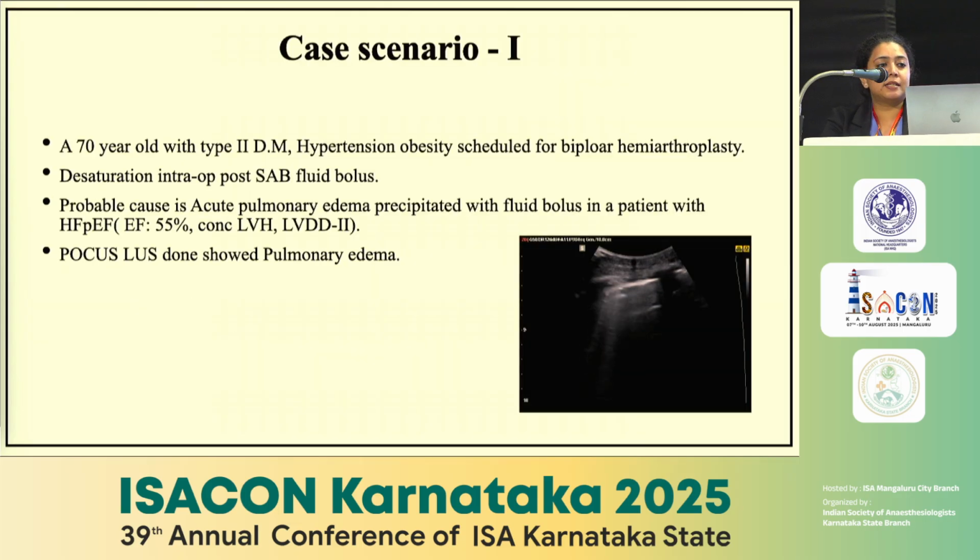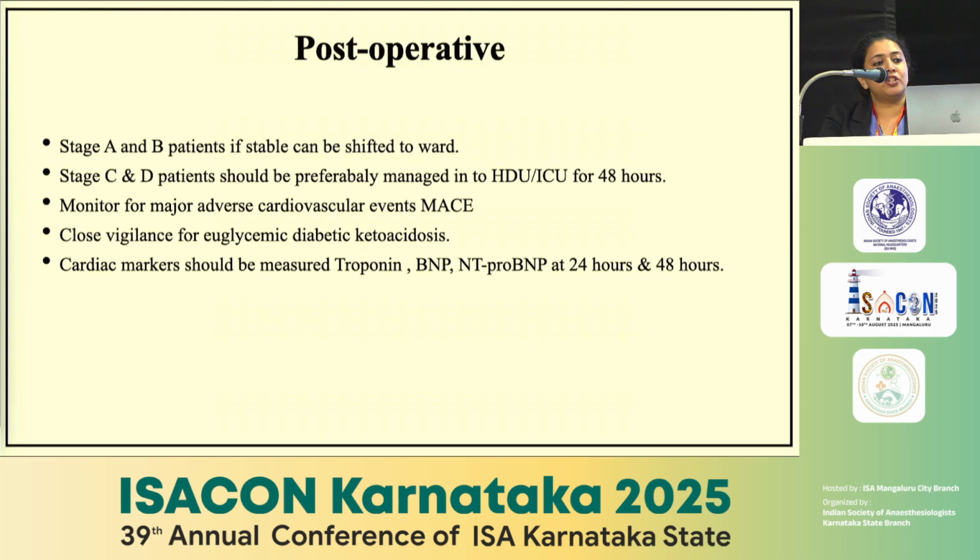Revisiting case scenario 1. The echo features are suggestive of stage B heart failure with preserved ejection fraction, and hence the most probable cause is acute pulmonary edema precipitated by a fluid bolus in a patient with heart failure with preserved ejection fraction, and the clip shows pulmonary edema on lung ultrasound. Postoperatively, stage A, stage B patients, if stable, can be shifted to the ward.